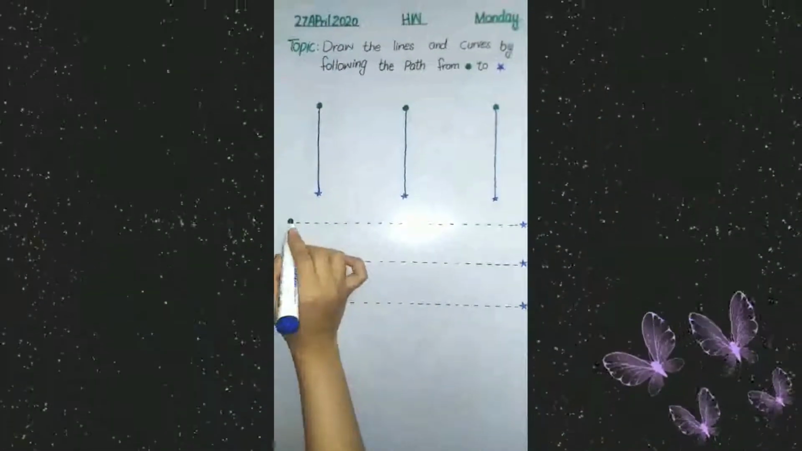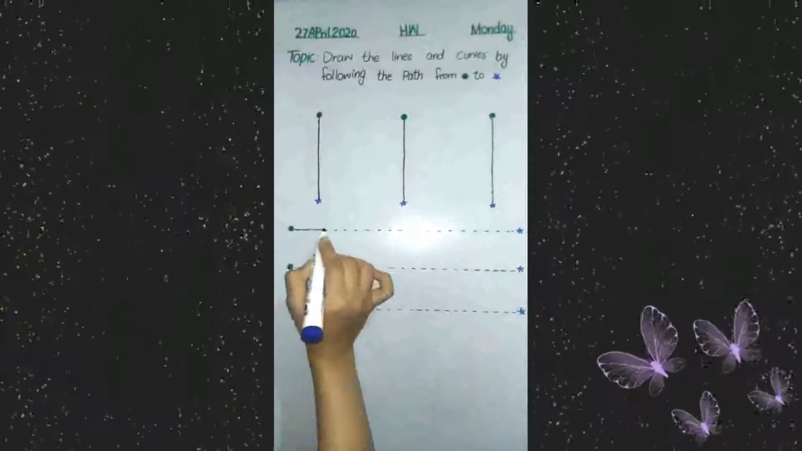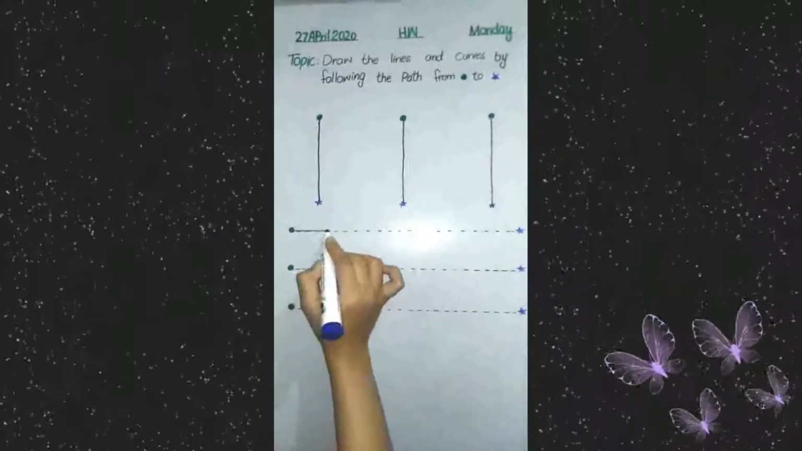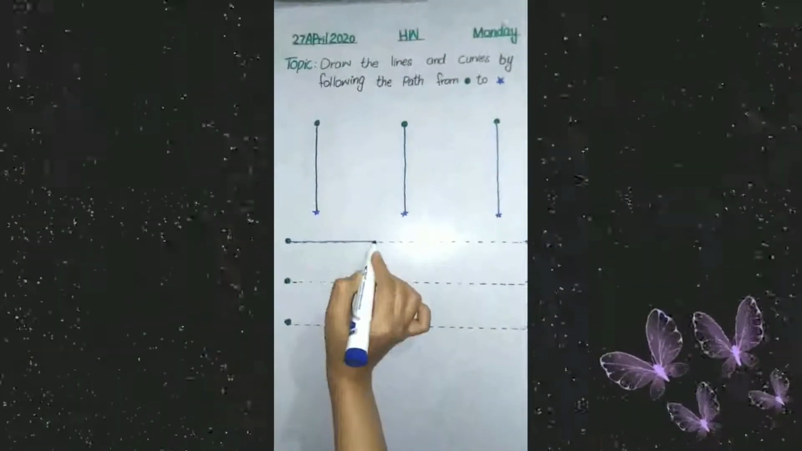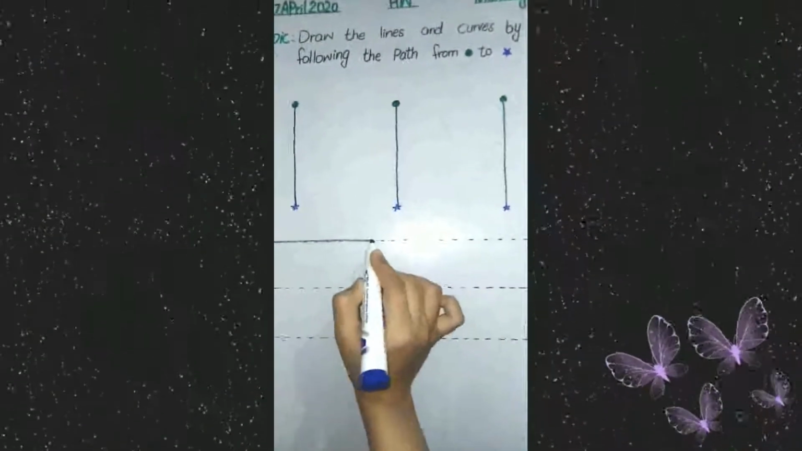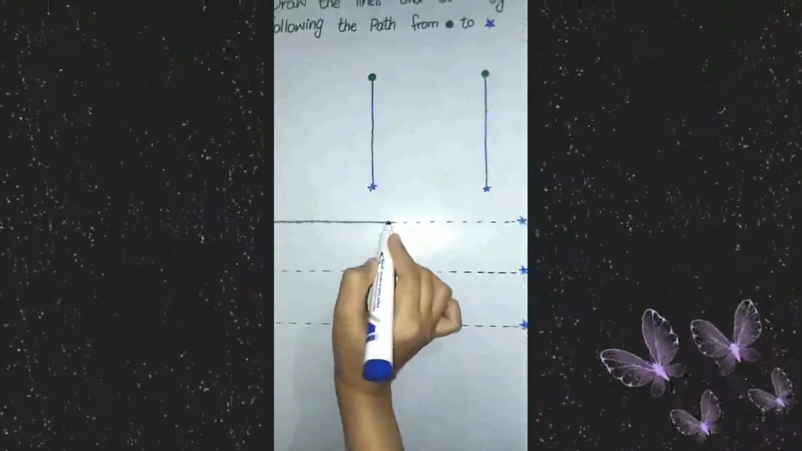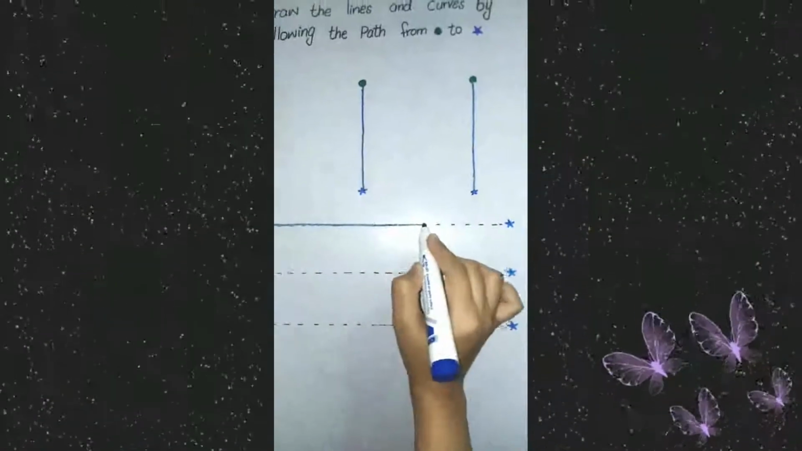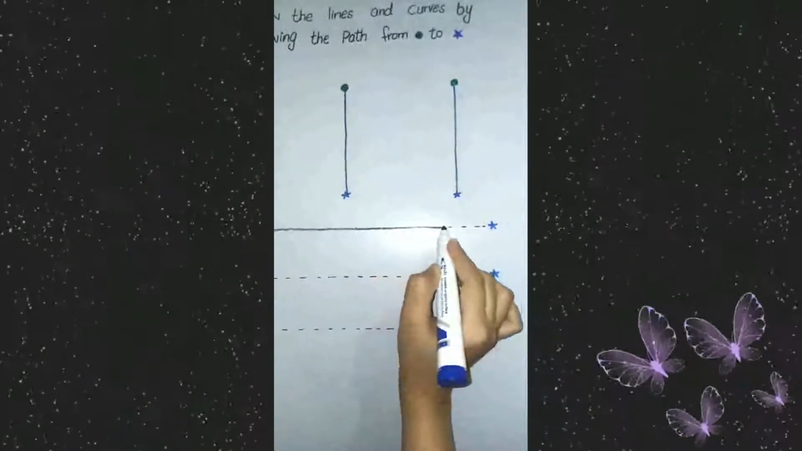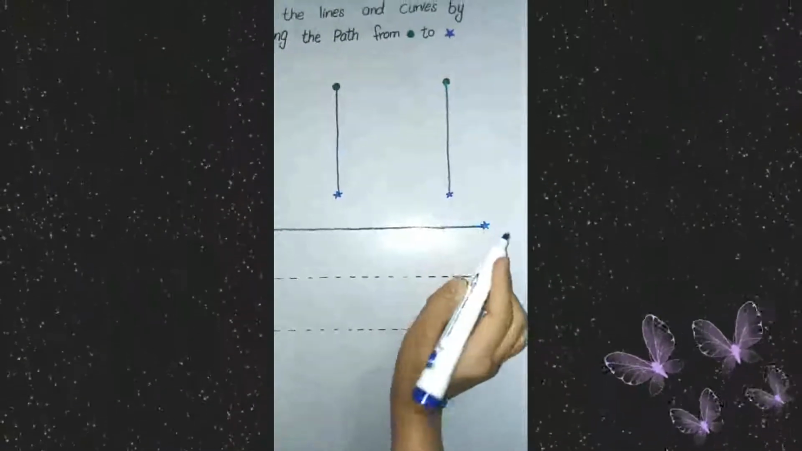Start from big dot, follow the dots and trace it slowly, slowly. Tick, tick, tick. Trace it slowly, slowly. Yes. And touch the star. Yay. Oh, wow. I've done.